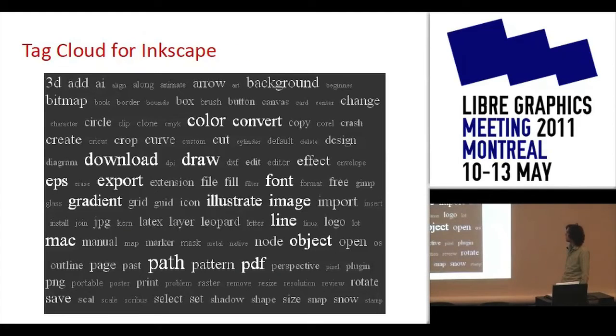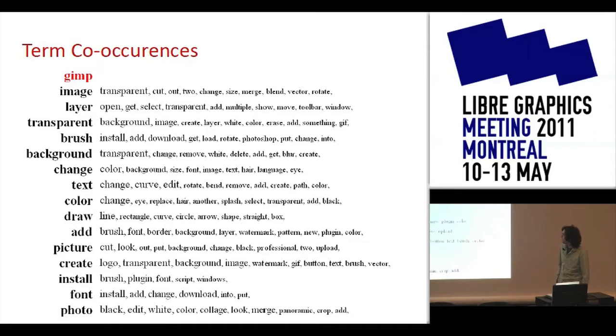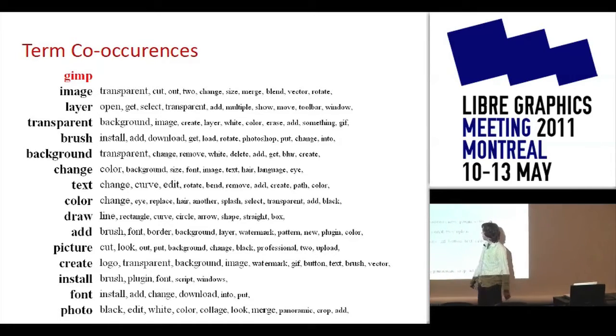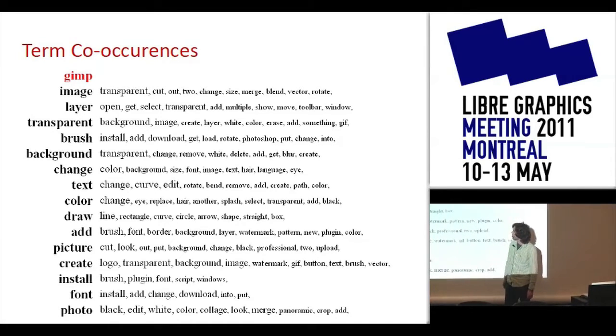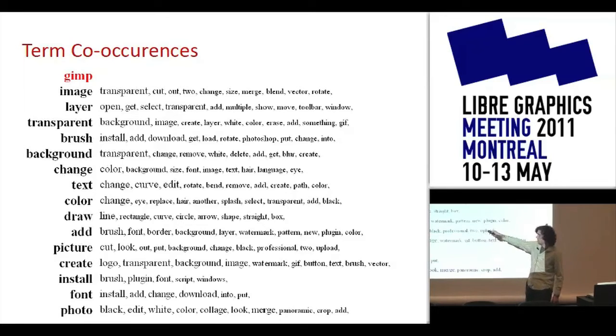A simple tag cloud here, this one for Inkscape. I'll actually show maybe a live demo if there's time of some of the data that we have for various projects. The other one I like here is the term co-occurrence visualization. The way that this works: the stuff down this column represents the most common words, and the stuff that goes across horizontally represents the words that co-occur, that show up in the same query as these words.